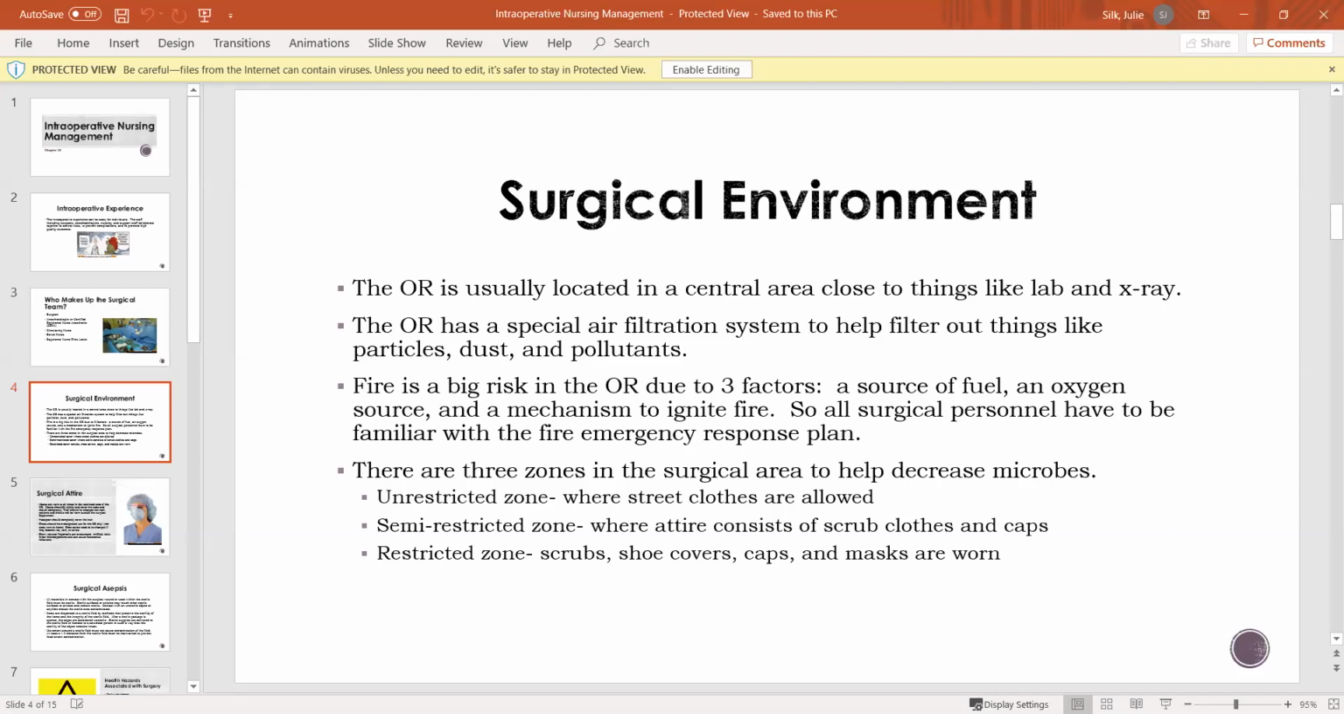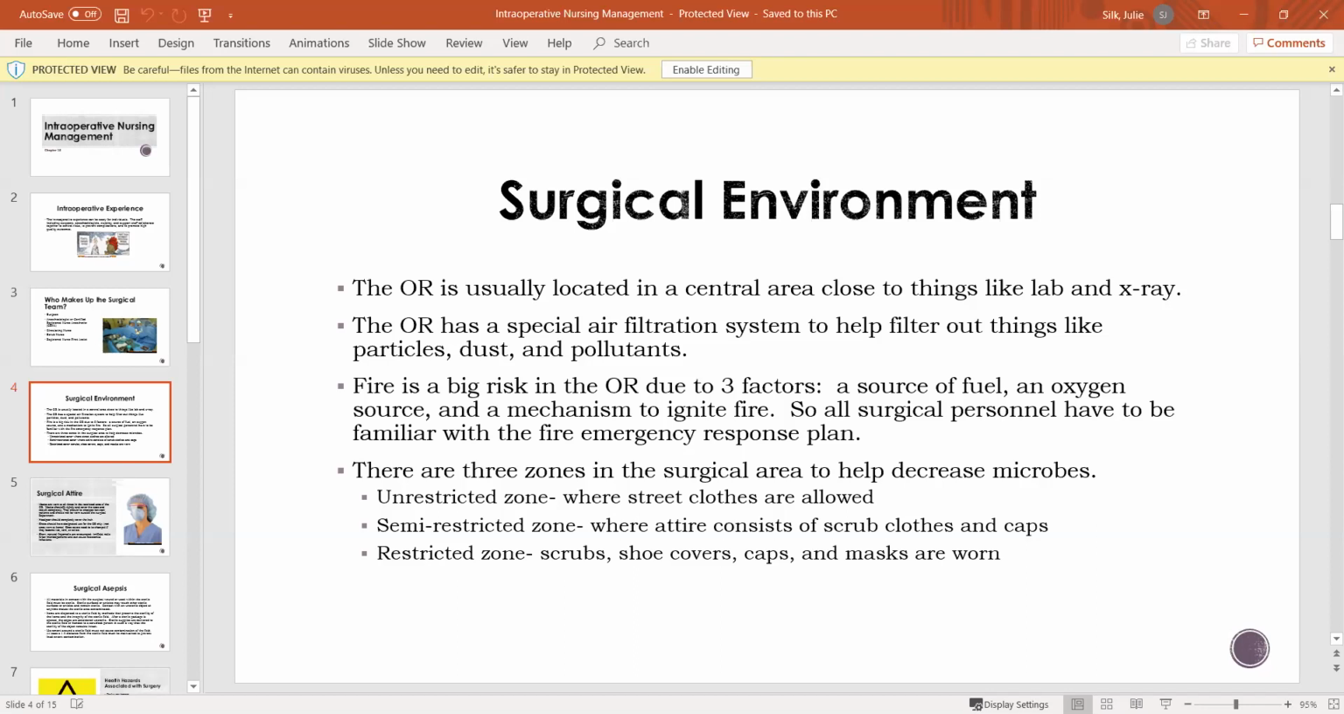This area is separated by doors from the main hospital corridor. The area allows for communication with department and hospital personnel. Other things that might be located in this unrestricted area would be the supervisor's office or the surgical scheduling office. So, locker room, operating room, supervisor's office, surgical scheduling office.